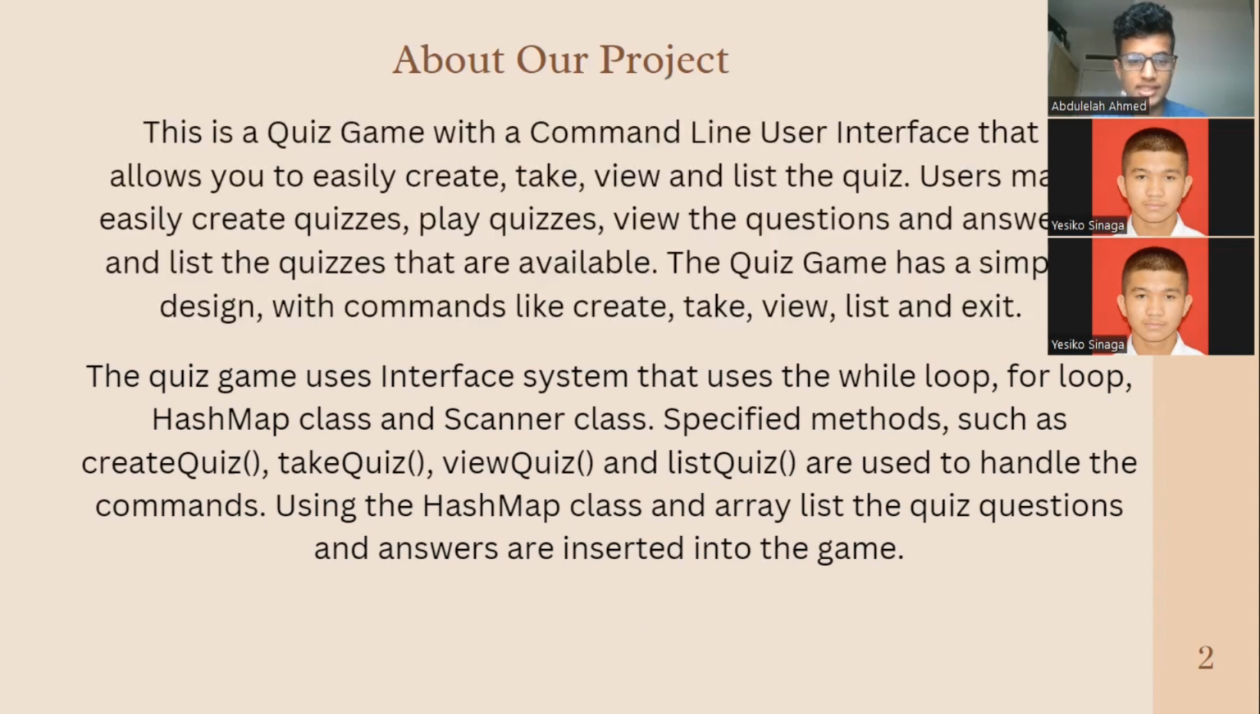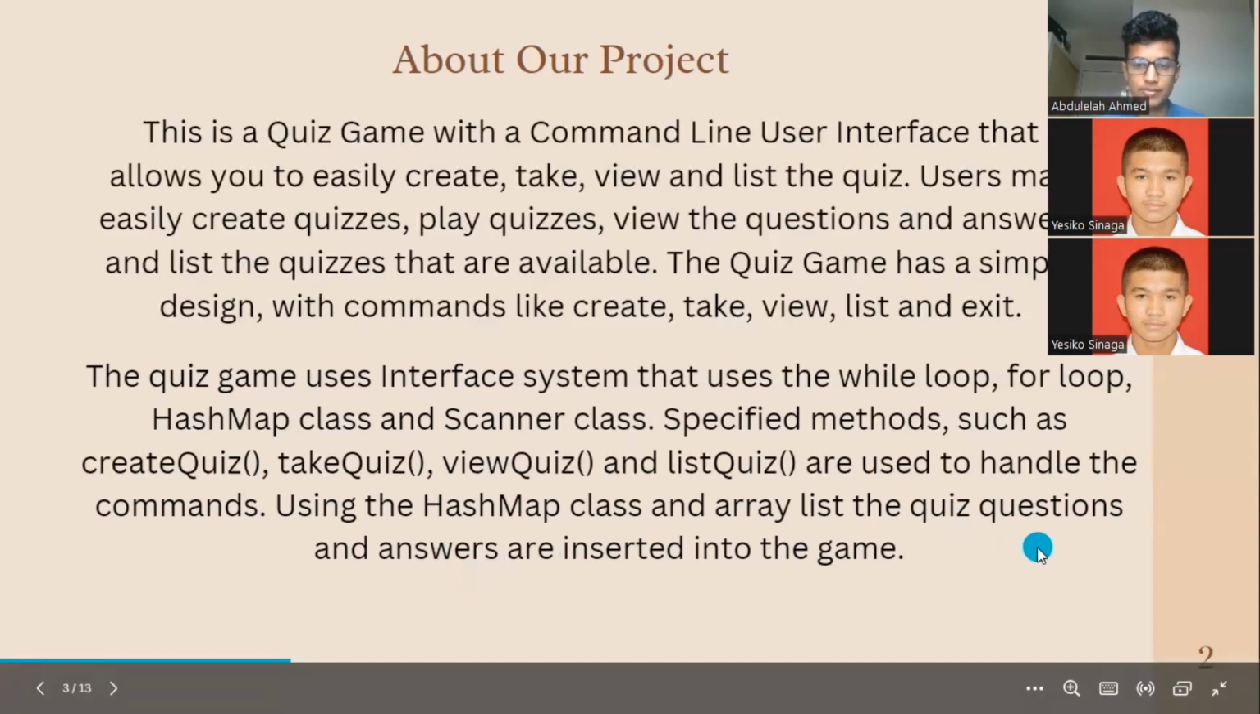The quiz game has a simple design with commands like create, take, view, list, and exit. The quiz game uses interface systems that use the while loop, for loop, hash map class, and scanner class. Specified methods such as create quiz, take quiz, view quiz, and list quiz are used to handle the commands. Using the hash map class and array list, the quiz questions and answers are inserted into the game. So next, please.